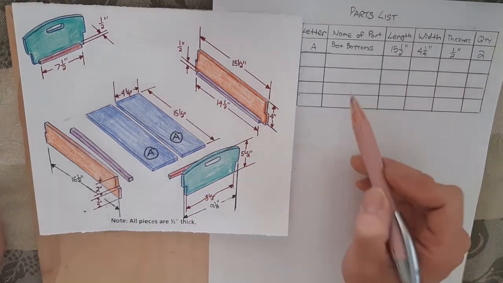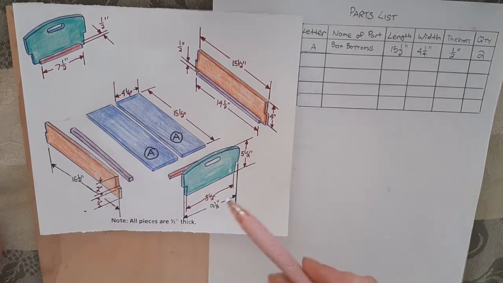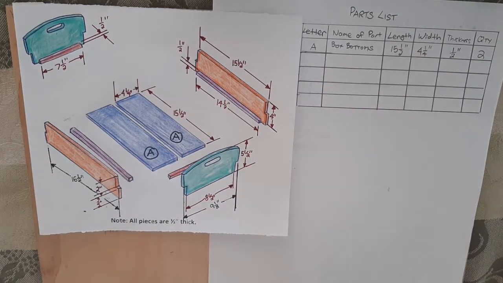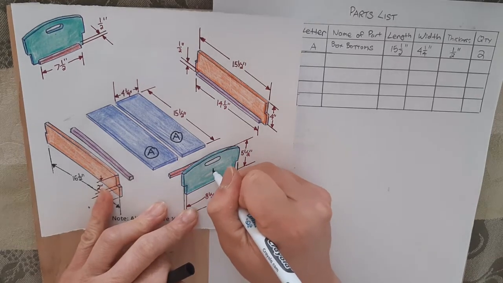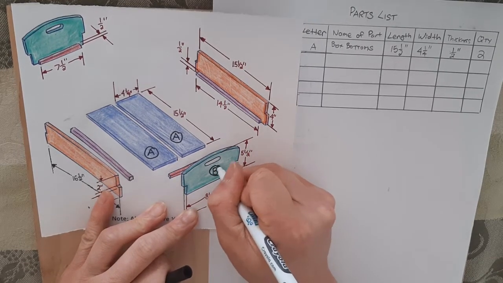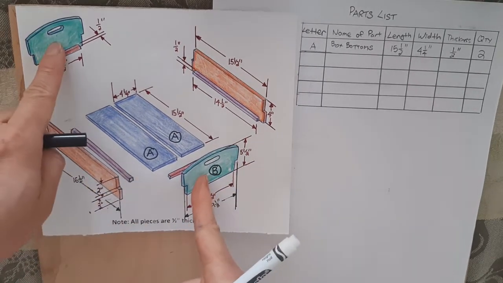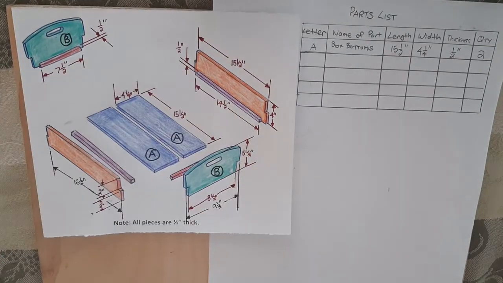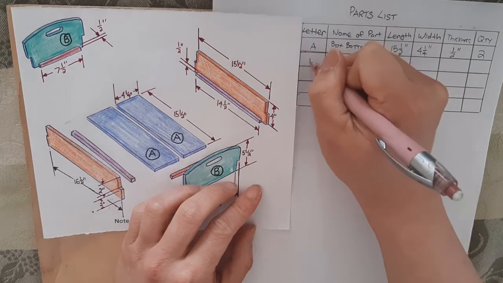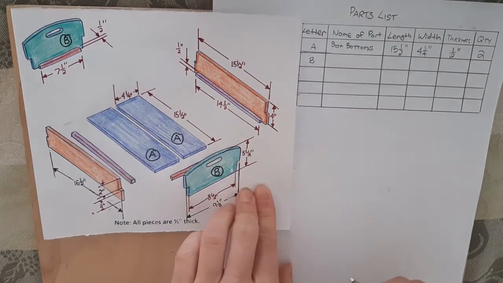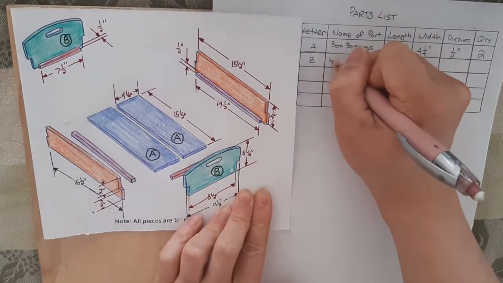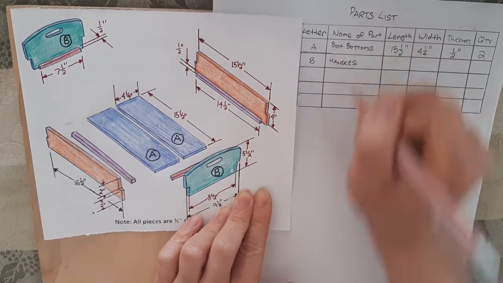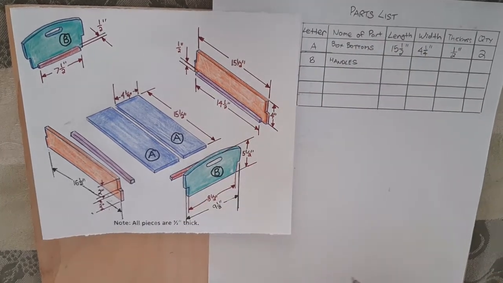Now if we're moving down the column, I could pick any other part for my next one. So I'm just going to make this one my B part. And there's its matching cousin. I'm going to label those B on my diagram. Give it the new letter, and I'll call it the handles. That's a logical name.